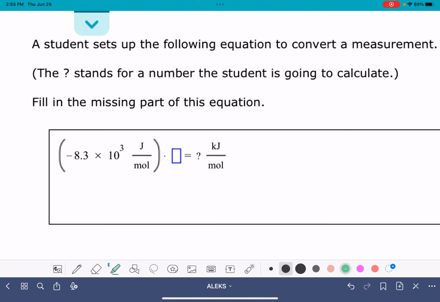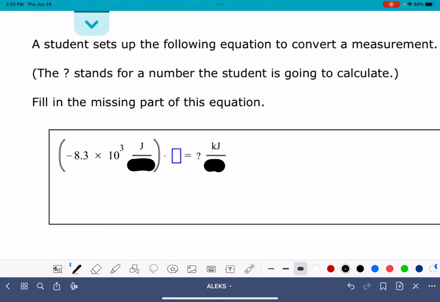There is going to be one unit in the problem that you're not being asked to change. So in my problem, it's the mole unit. I'm not being asked to change that. Then there is going to be another unit that you are asked to change. For my problem, I'm being asked to change joules into kilojoules. Once you know which unit you're being asked to change, you can really just focus on that.